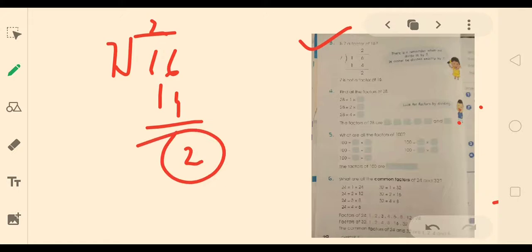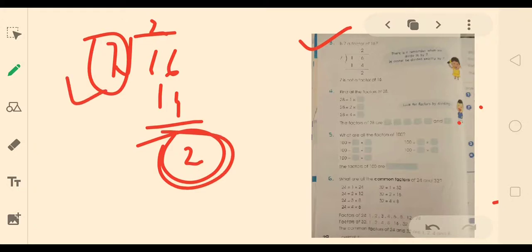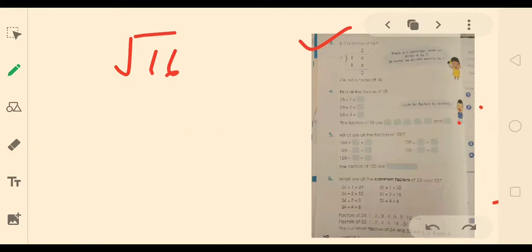What did I tell you? The factors are those numbers by which a number is divisible, and they don't leave any remainder. But here 2 is the remainder. It means 7 is not a factor of 16, and it is written over here. Is it clear? Now come to the next question. Question number 4. Find all the factors of 28.